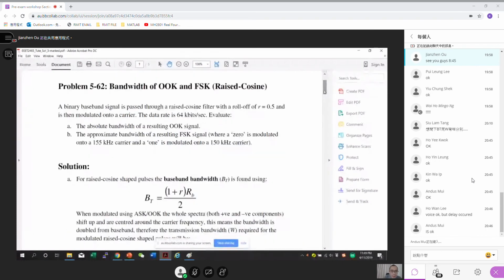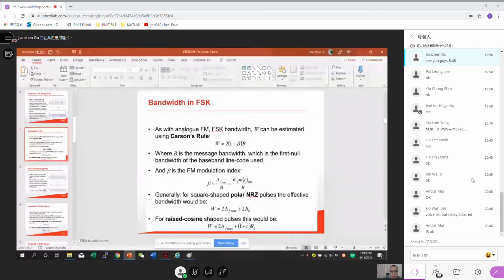Then for the FSK, the effective bandwidth. So let's go to the formula again. This is for FSK. Because we use a raised cosine shaped pulse, the effective bandwidth is approximately equal to 2 times delta F max, which is the frequency deviation, plus 1 plus R times the bit rate. So we know the bit rate is 96 kilohertz and R is 0.5. The only unknown factor is the delta F max, which stands for the frequency deviation.